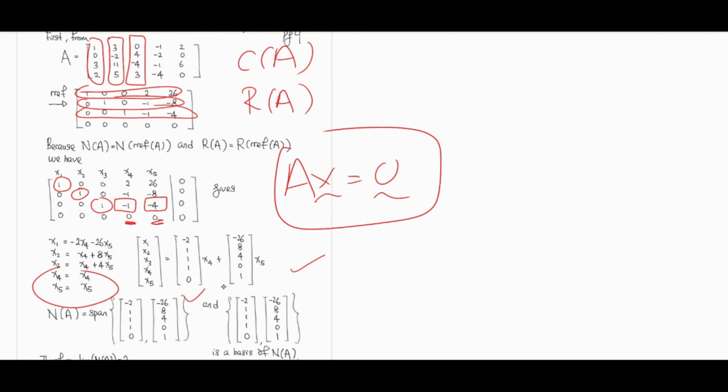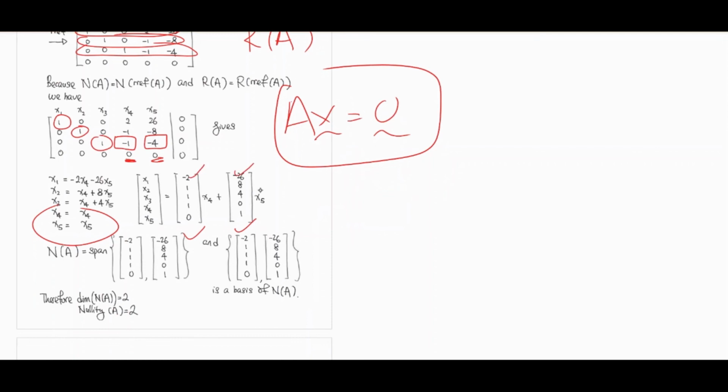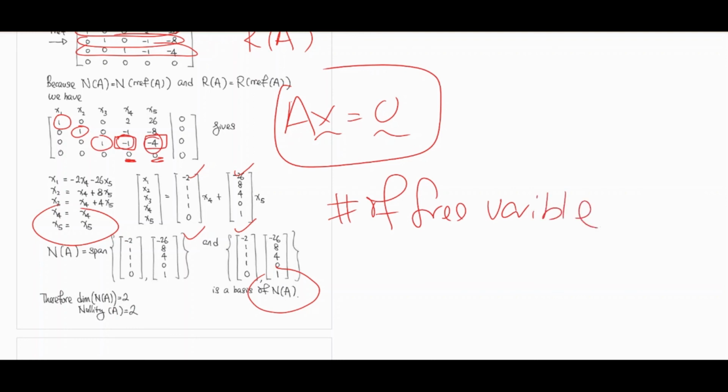Once you have the free variables, you have these two vectors right here, and these two vectors will form a basis for the null space of A. So we can use the number of free variables as a proxy for the dimension of the null space of A. This is critical. The free variables here are x4 and x5, and every free variable is associated with one vector right in front of it. You can select these as the basis for the null space of A.